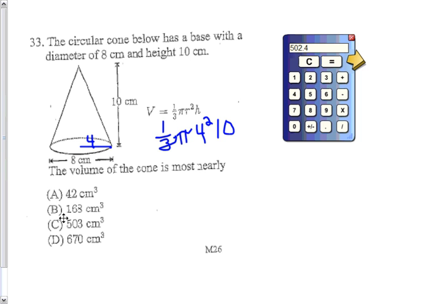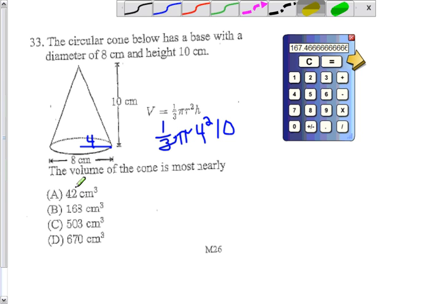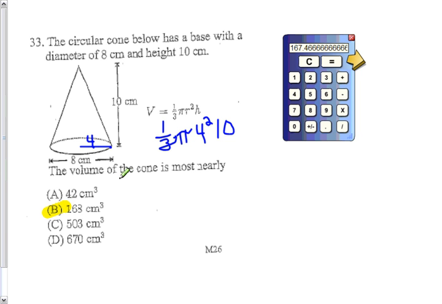You'll look at your answer choices, and that is close to 503. Now, the error there is that we forgot to take 1/3 of it or divide it by 3. So don't miss that step. After you've done all the hard work, don't miss the step of dividing now by 3. And we get 167.4 in the repeating decimal. That would be closest to answer choice B in this case, which is 168 centimeters.